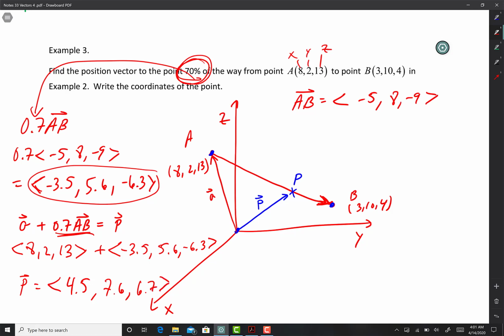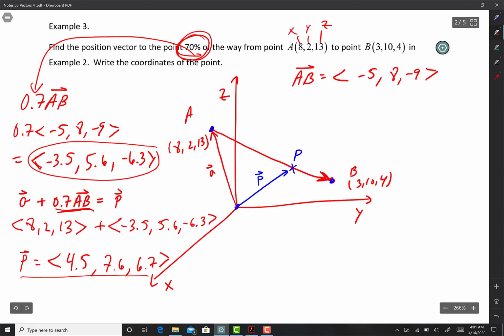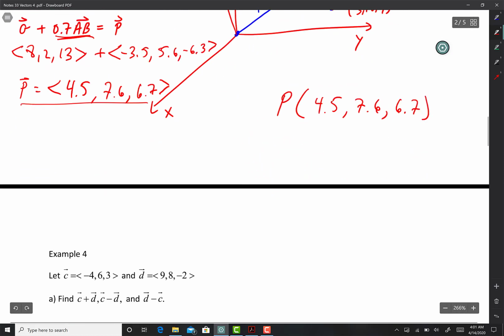And I think that's it, guys. They wanted to know the coordinates of P. So I kind of have it already here. But if you want to be technical, coordinates of P is 4.5, comma, 7.6, comma, 6.7. And there it is. Yay. We're looking good, guys. We're looking good. All right, let's keep going.